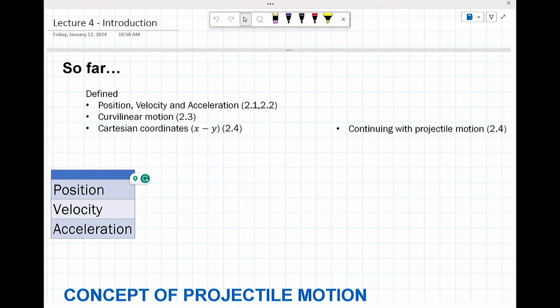We're going to do projectile motion, which is really kind of an extension of the Thursday lecture. In the next two lectures after this, we'll talk about the other two coordinate systems. There are some important concepts that will come out of this one that I'll highlight as we go through. What we've done is define position, velocity, acceleration, curvilinear motion, Cartesian coordinates, and now we're in section 2.4, which is really still xy, but it's projectile motion as a specific item.